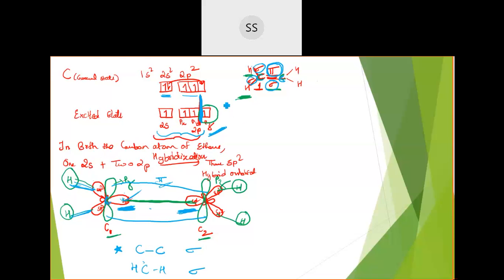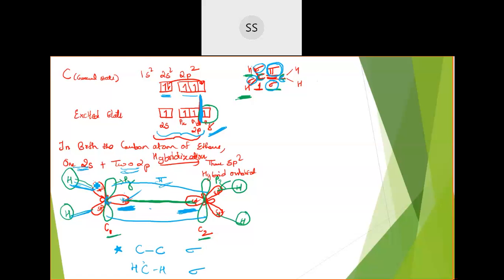Okay, so I told you these are the things you need to bear in your mind. One p orbital you need to keep empty for pi bonding. The remaining you will mix for sigma bonding, because 3 sigma bonds are there. So we need 3 orbitals to be mixed. So in both the carbon atoms, this will happen. So one 2s orbital and two 2p orbitals will undergo hybridization to give you 3 sp2 hybrid orbitals. Okay, it will give you 3 sp2 hybrid orbitals.